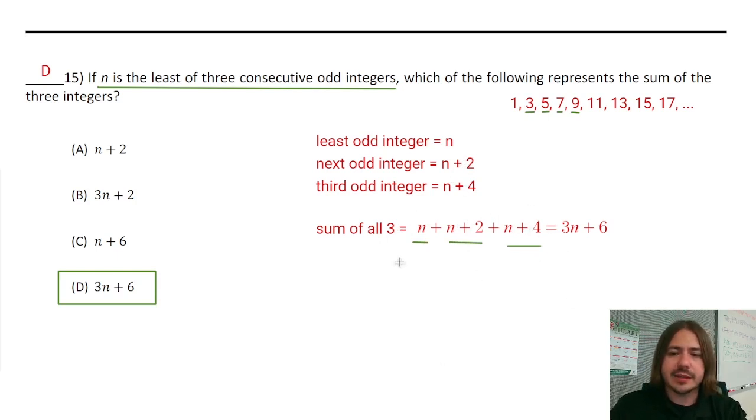And to add these up, all you really have to do is just combine your like terms. So notice how we've got n plus n plus n. It gives us 3n. And we have 2 plus 4 is 6. So our answer here is 3n plus 6, which is D. And that's the last problem.